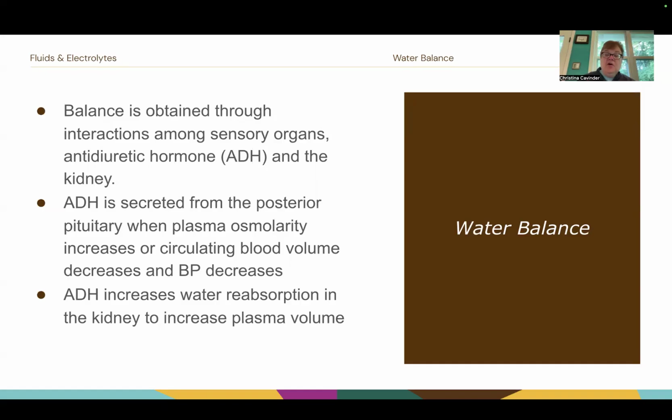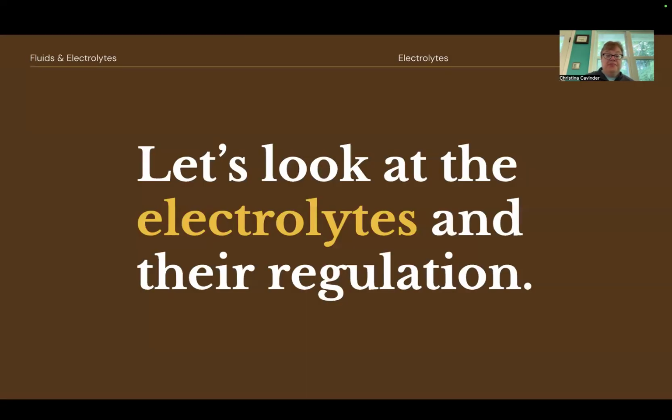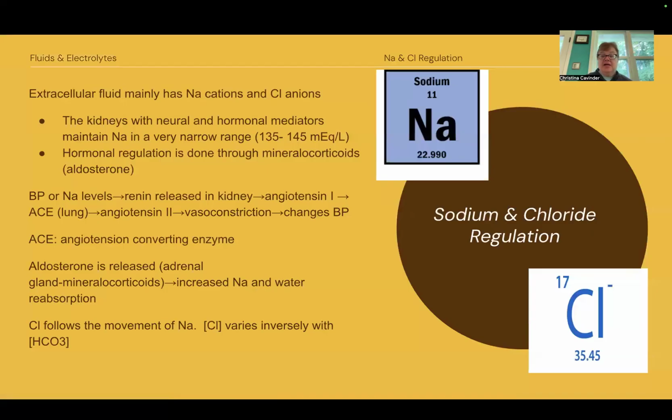So the antidiuretic hormone is secreted from the posterior pituitary when the osmolarity increases or circulating blood volume decreases. So we need more fluid in our blood vessels to move things out to the body, or the blood pressure decreases. So we're not getting as much movement of fluid. Again, we'll talk about all this when we talk about hormones and all of that. So antidiuretic hormone also increases water absorption in the kidney to increase the plasma volume. So let's look at these electrolytes in there.